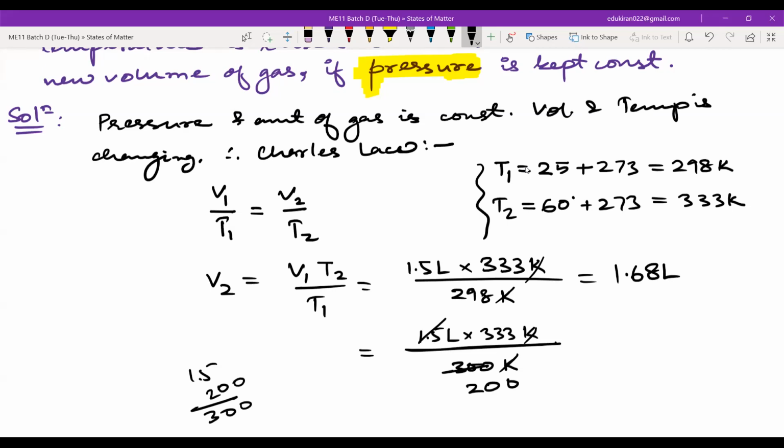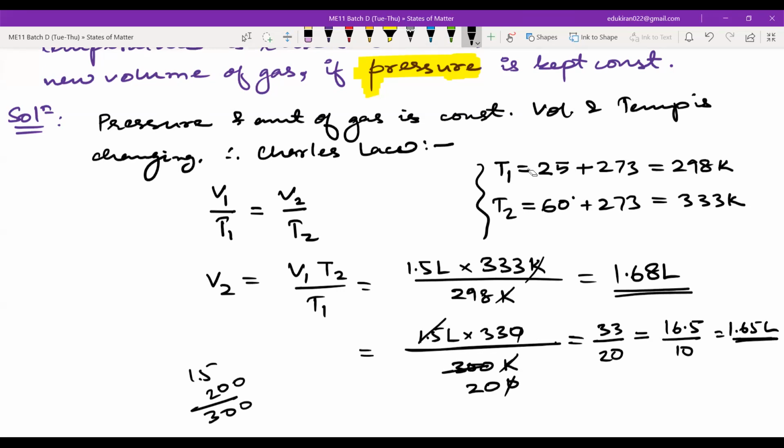1.5 into 200. Okay. And then what we can do here? Yeah, we can also do a few things here. 330. So this 0 and this 0 will cancel out, and you will get the answer as 33 by 20. Now this is easy. 33 by 20. 33 by 2 will be equal to 16.5 divided by 10, which will be equal to 1.65 liters.